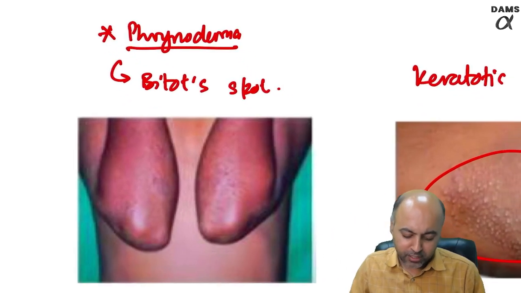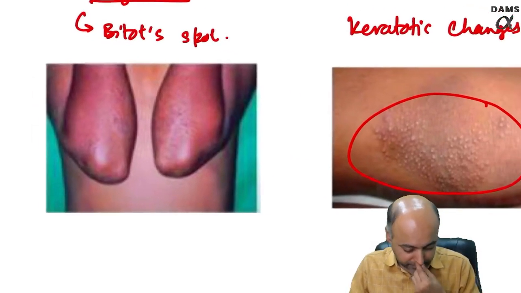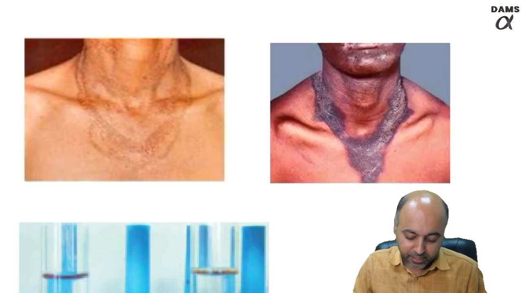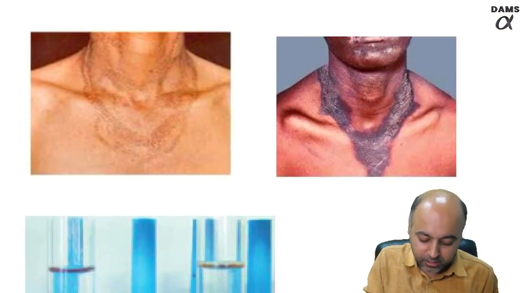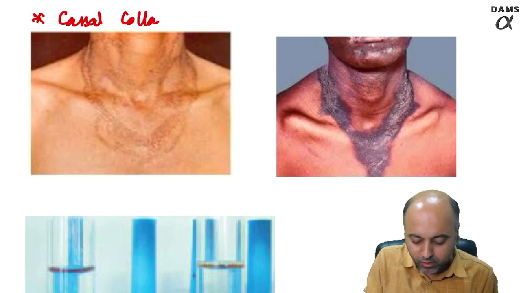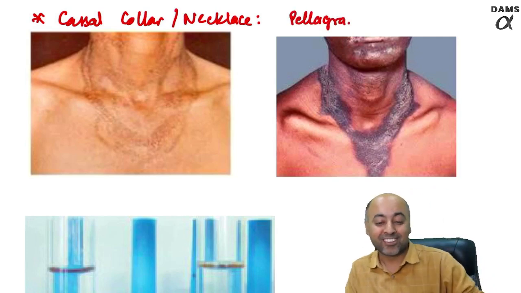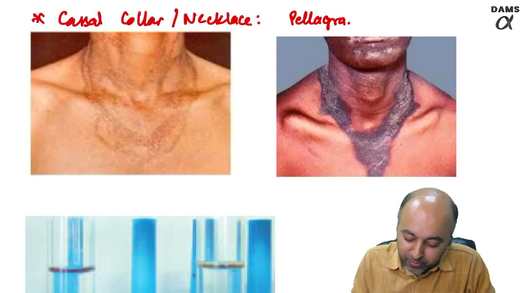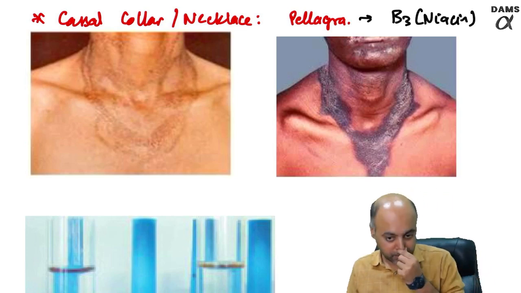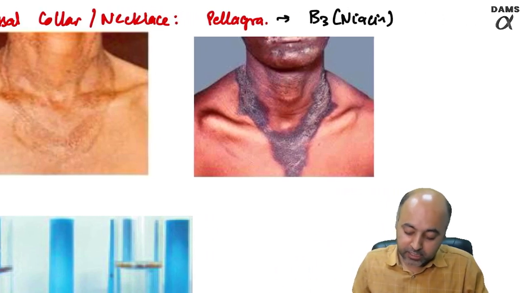So that's one, phrynoderma and the characteristic changes in vitamin A deficiency, and this very characteristic Casal collar, or sometimes described as the Casal necklace, characteristic of pellagra. All of you know pellagra. Okay, so in pellagra, what you have to remember, the vitamin B3 or the niacin is deficient.